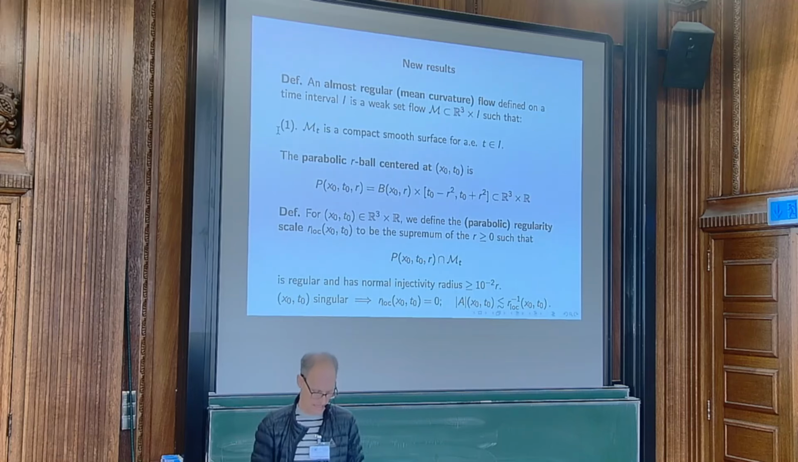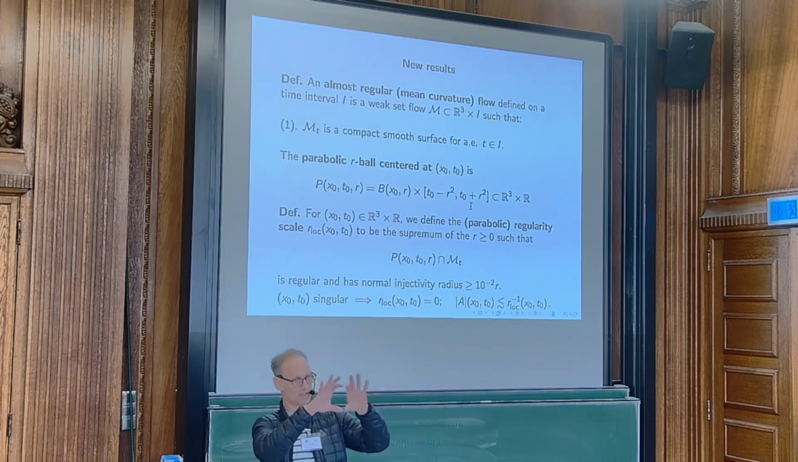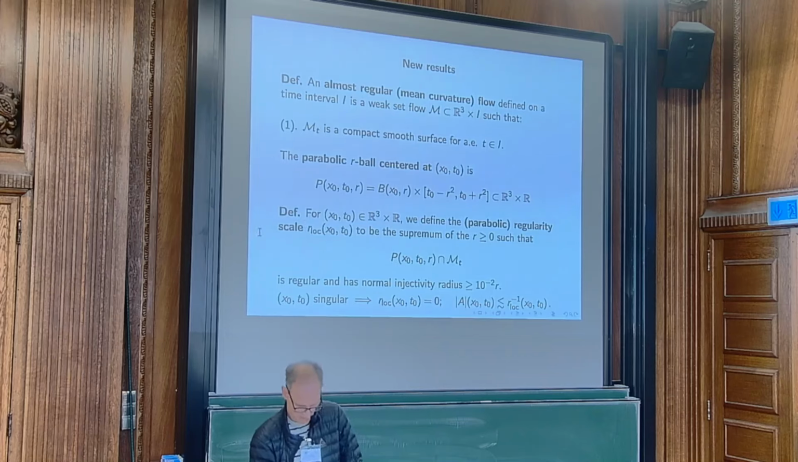And to state the second one, I need to introduce the notion of the regularity scale, or the parabolic regularity scale. So for that, I need the parabolic r-ball. The parabolic r-ball centered at a point in space-time, so that's P(x0, t0, r). That's just the usual r-ball centered at x0 times a two-sided time interval. So it's centered at t0 and has duration r squared in both directions.